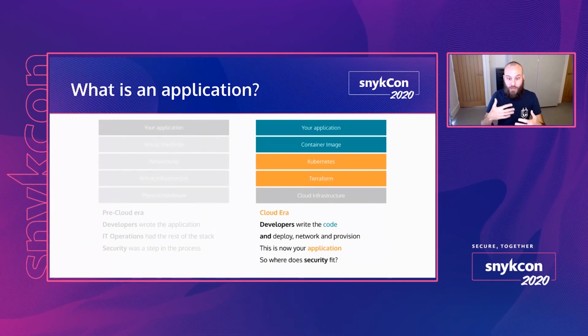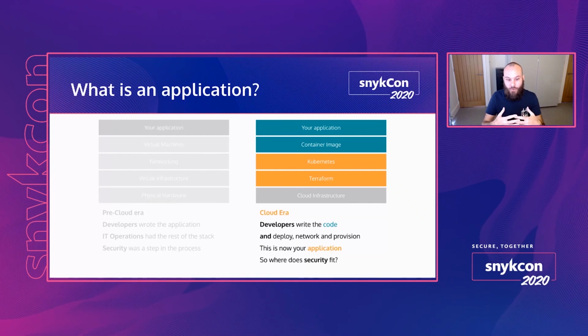Now, if we think about the cloud era, you can see here that this definition of the application has changed. Development teams are no longer just writing the code for the application. You're also thinking about how am I going to deploy that and how do I want to do that? So you might be packaging that up in a container image. You're probably deploying that somewhere like Kubernetes, and you're likely using Terraform to provision additional infrastructure that you might need as well, such as a blob store or maybe a database as well.